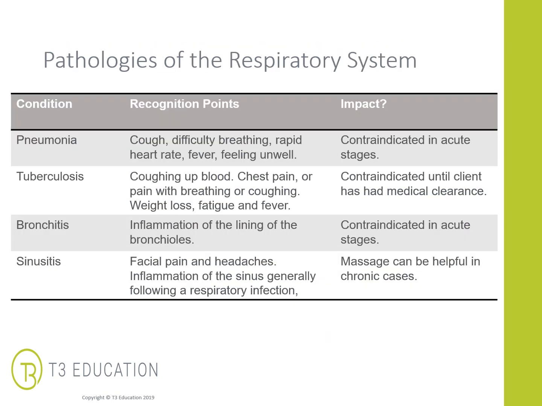So let's talk about some of the common pathologies of the respiratory system and what they mean for massage. Pneumonia: cough, difficulty breathing, rapid heart rate, fever, feeling very unwell. This is contraindicated in acute stages, and I'm pretty sure if your client has pneumonia, the last thing they will feel like having is a massage. Tuberculosis: symptoms are coughing up blood, chest pain, pain with breathing or coughing, and can also be accompanied by weight loss, fatigue, and fever. This is contraindicated until the client has medical clearance. It is also highly contagious, so it's an absolute contraindication for massage.